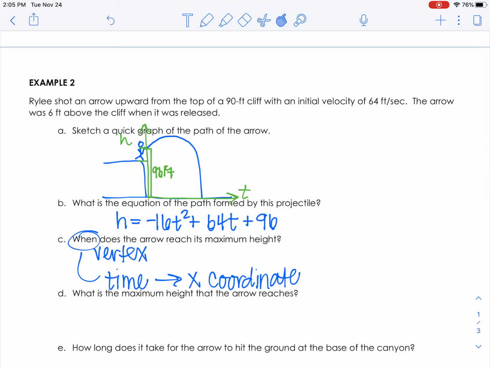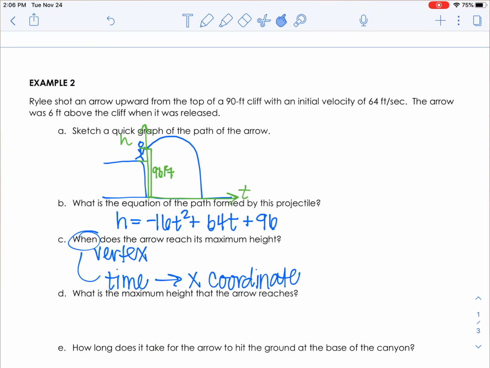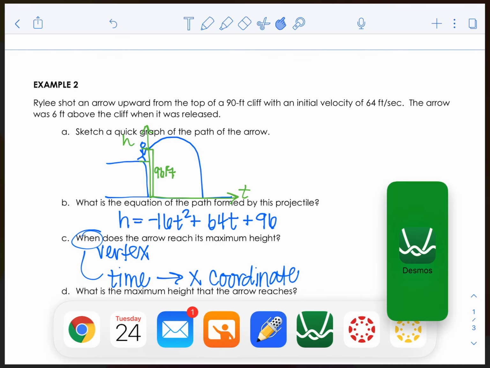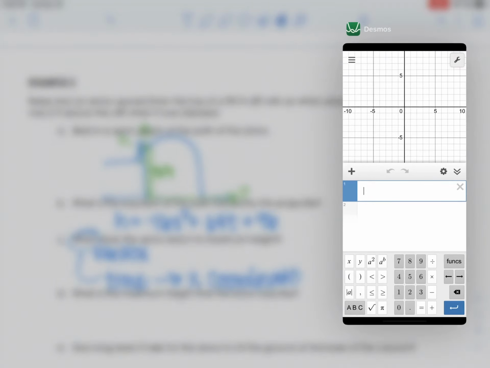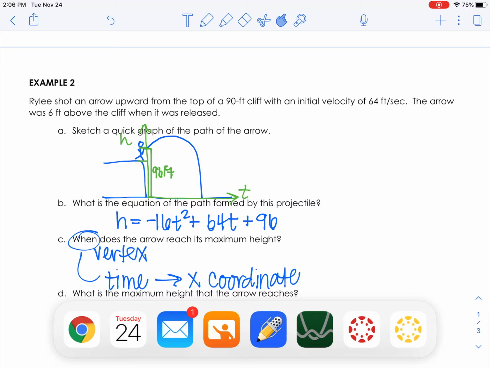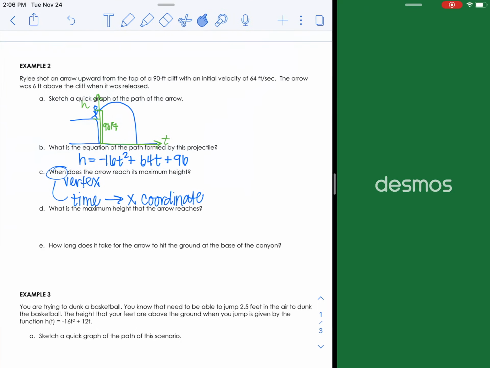Okay, so if we use our Desmos, oops. Oh my goodness, sorry guys. There we go. I wonder actually if I just screen share then. There we go. This should be a bit better.